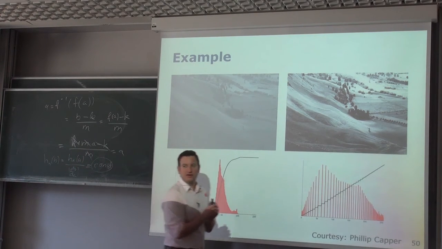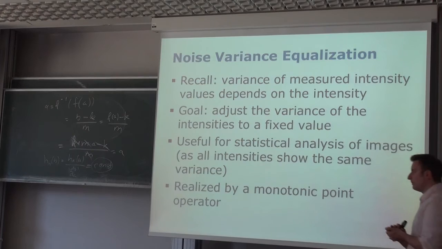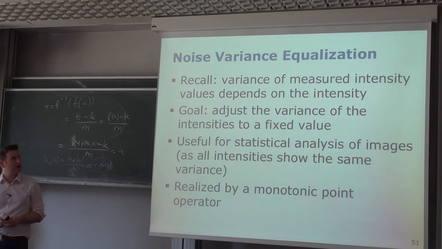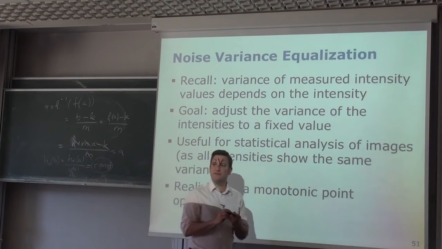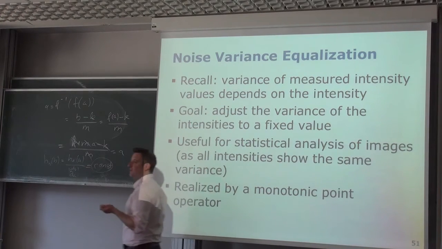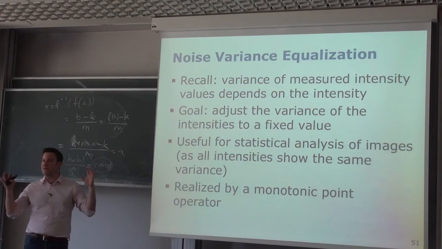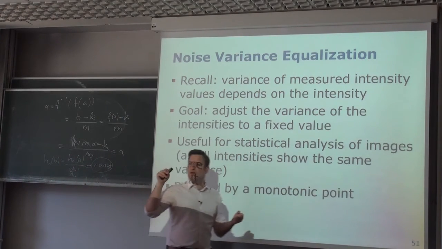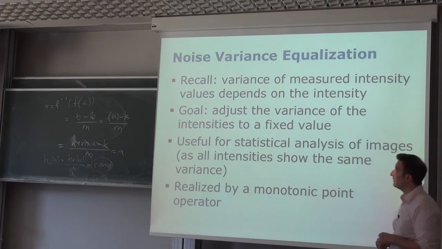So the next thing I can also do is noise variance equalization. If you remember what we said last week or two weeks ago, we looked into the standard deviation that I obtain if I measure intensity values. We have seen that the variance depends on the measured intensity values. What I have with an image is basically a grid of intensity measurements, and all those different measurements have a different variance. The variance depends on the intensity values.